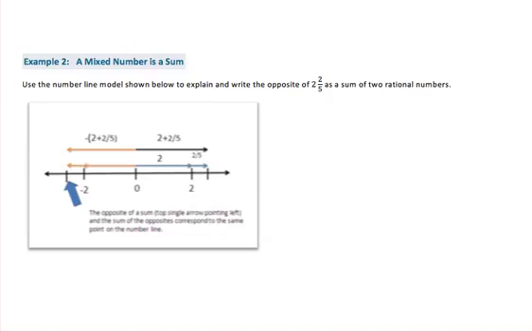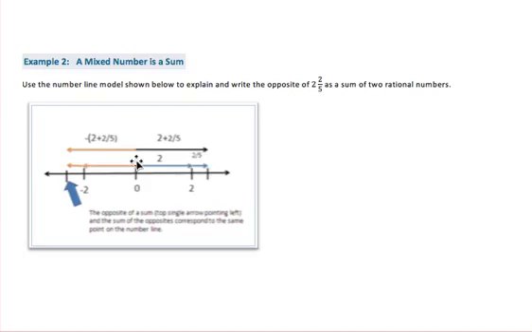Example 2 asks us to use the number line model to explain and write the opposite of 2 2/5 as the sum of two rational numbers. So first of all, when we look at the number line, we can see if we start at 0, to locate 2 2/5 on the number line, we would go 2 to the right, and then another 2/5 to the right. And that would have us at 2 2/5.